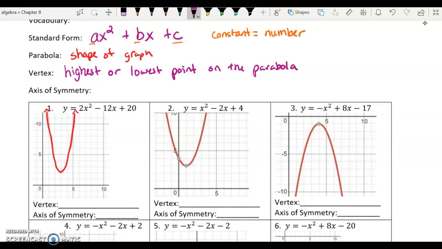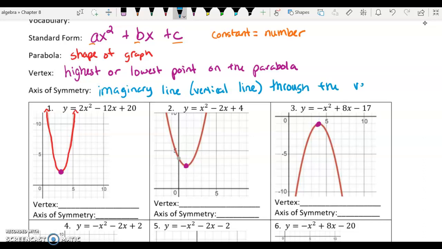So some examples: in number 1 and 2, my vertex is down here. Number 2, my vertex is right here. Number 3, my vertex is right here. And lastly, your axis of symmetry, that's an imaginary line. More specifically, a vertical line through the vertex.